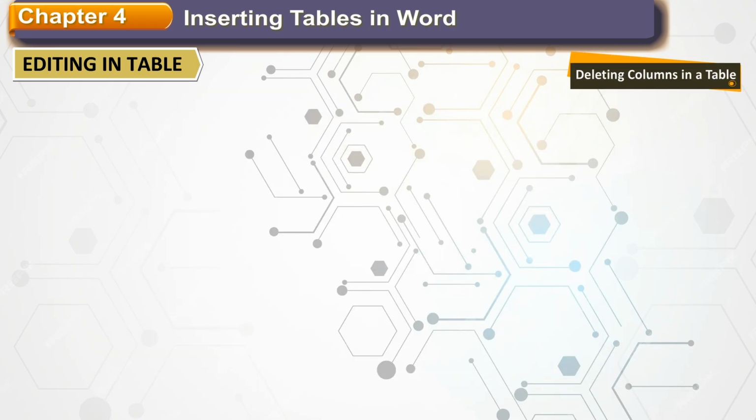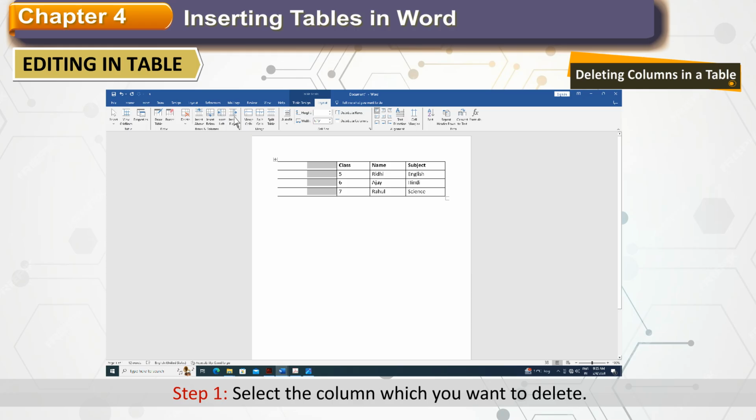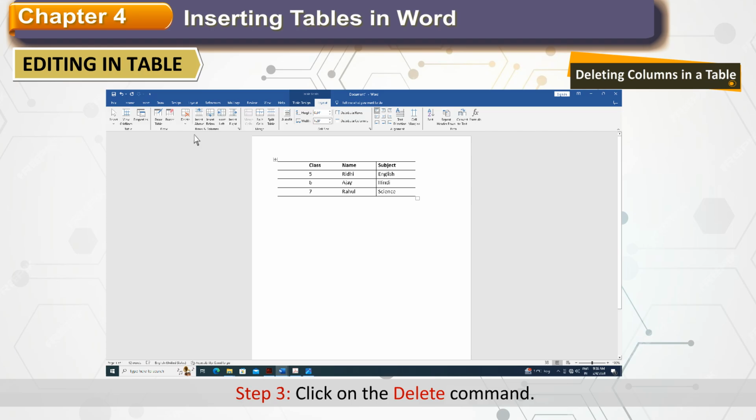Deleting columns in a table. To delete columns from a table, follow these steps. Step 1. Select the column which you want to delete. Step 2. Click on the Layout tab. Step 3. Click on the Delete command.